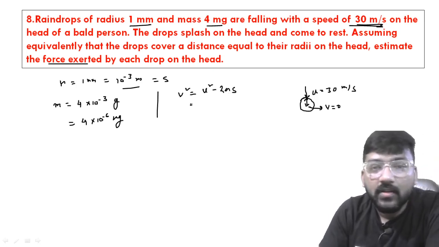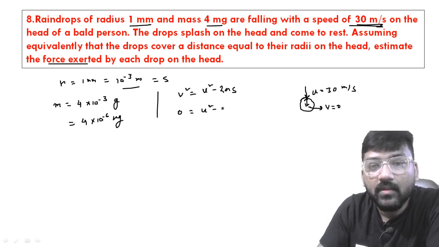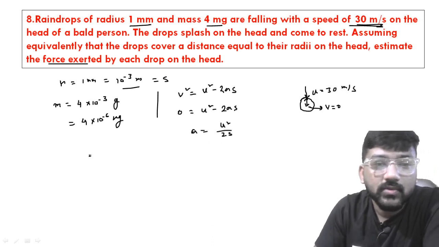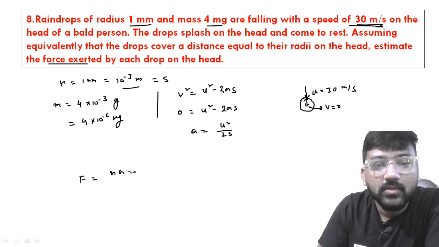Now the final velocity is 0, so 0 is equal to u square minus twice as. So your acceleration will be u square upon twice s. So what will be the force? Mass into acceleration. So the force will be ma, that will be m u square by 2s.